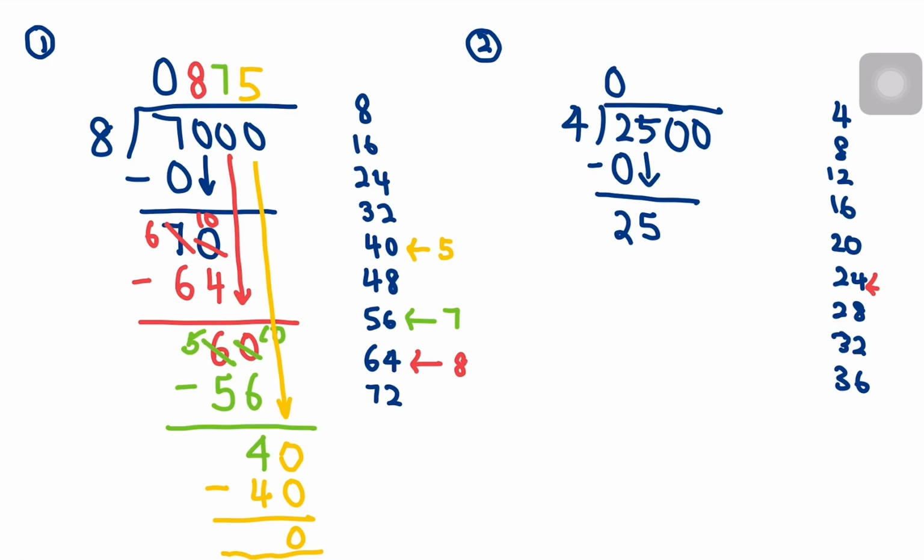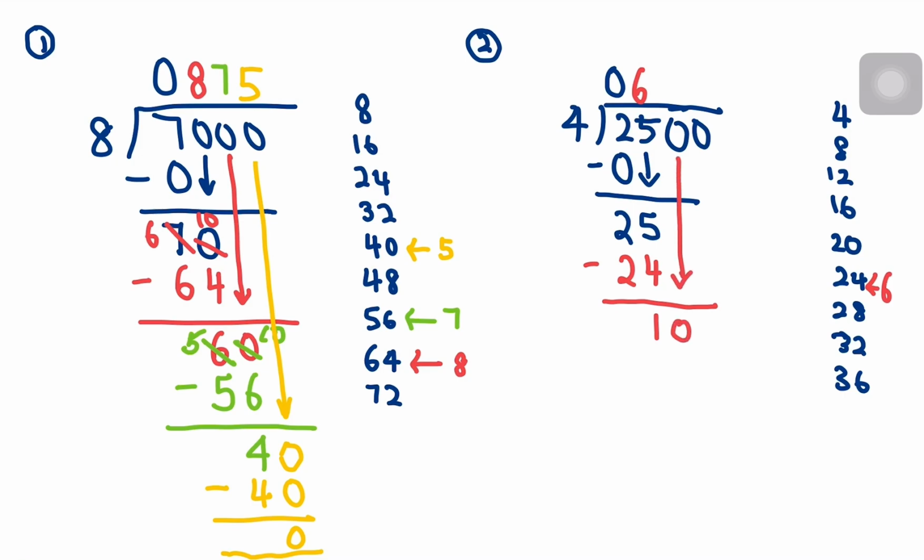And then count 1, 2, 3, 4, 5, 6. So this is the number 6. So number 6, what do I write on top? 6. Count and write on top. What number do I minus? Minus 24. 5 minus 4 is 1. After that, bring down the next 0.